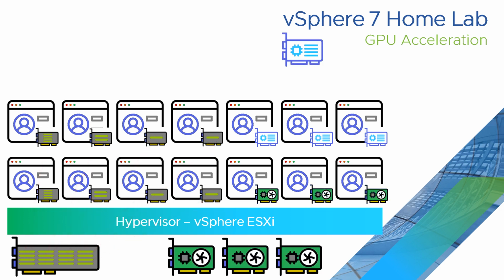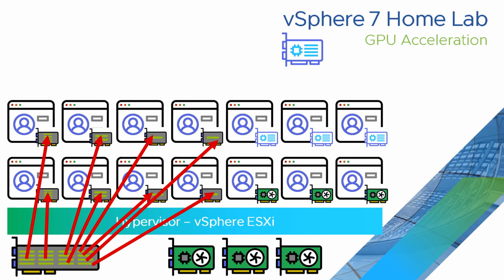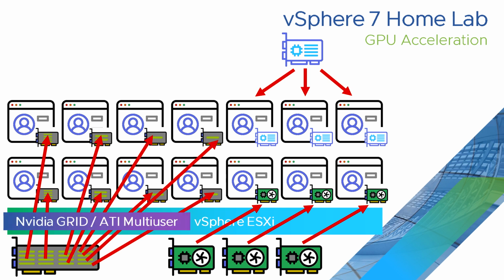The next logical progression would be that we can actually mix and match this. So we might have some users on a shared GPU, that's shown down there. We might have some users using dedicated cards, and we might have some users still using the software VGA adapter. Now what that would mean is that these people here are using a software technology called Nvidia GRID or ATI MultiUser. So there's essentially a piece of software installed in vSphere ESXi which allows that shared GPU, that big card in the bottom left hand corner, to be shared with multiple virtual machines on top.